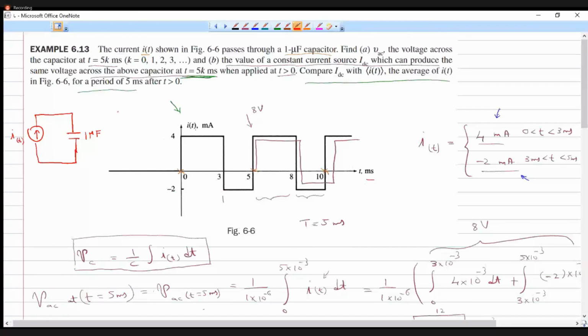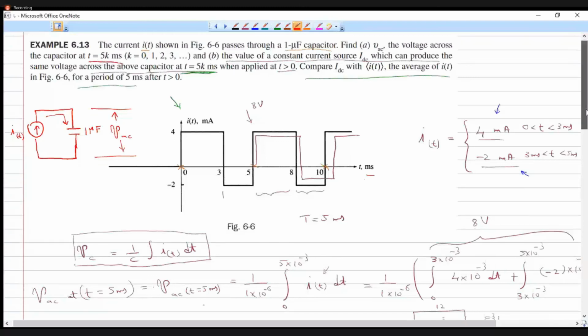So this current is flowing, and we have found out what is the voltage across this capacitor, given by small v AC across the capacitor at t equal to 5 millisecond. It is not a constant current. It is a pulse or square shaped current flowing through this capacitor, and we are asked what is the total voltage at t equal to 5 millisecond, t equal to 10 millisecond, like that.